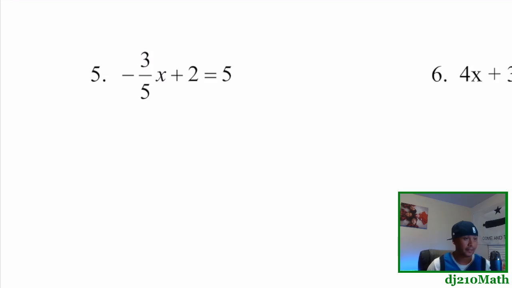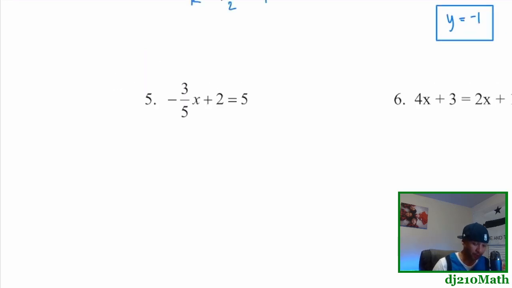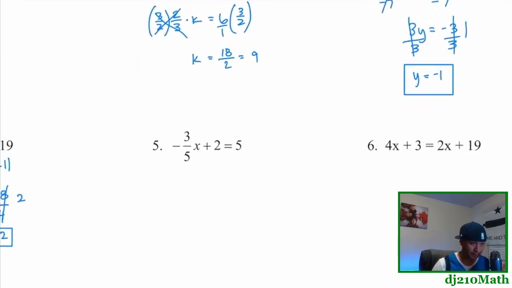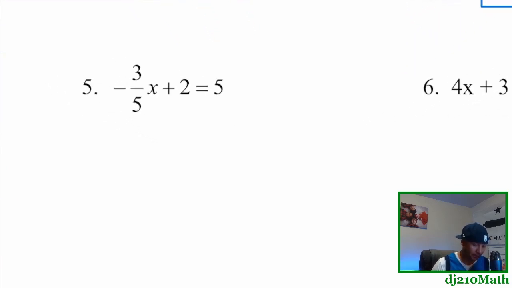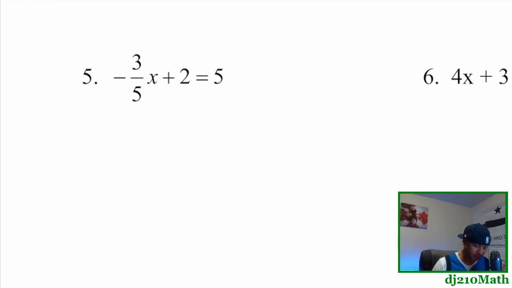All right, number 5. So this is very similar to 2. So we're going to have to multiply by the reciprocal, right? 5/3. But not at first, right? We have to get the x term by itself. So I have to subtract 2 from both sides.